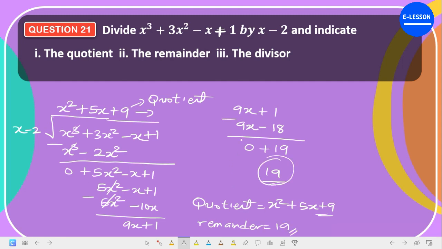19. The next one says the divisor. The divisor is what divides it. So we have divisor is x minus 2. And this one here is what is called the dividend. Dividend. So this one is divisor. So that is how you indicate it. Are we getting it now?